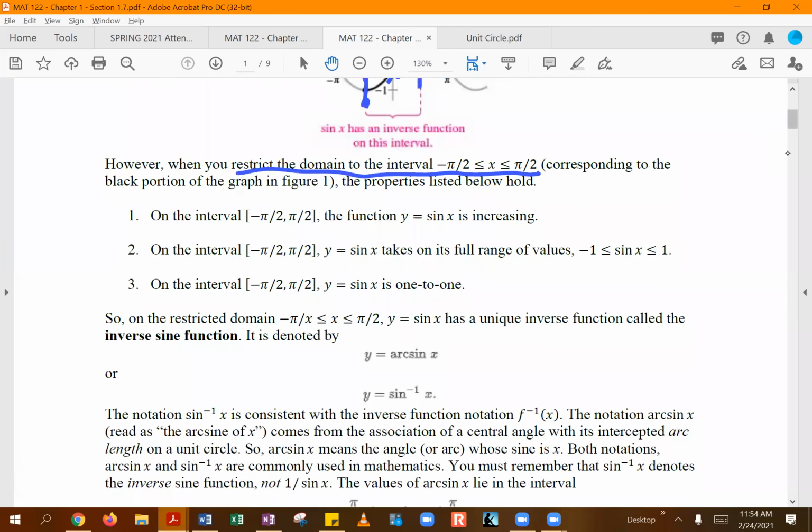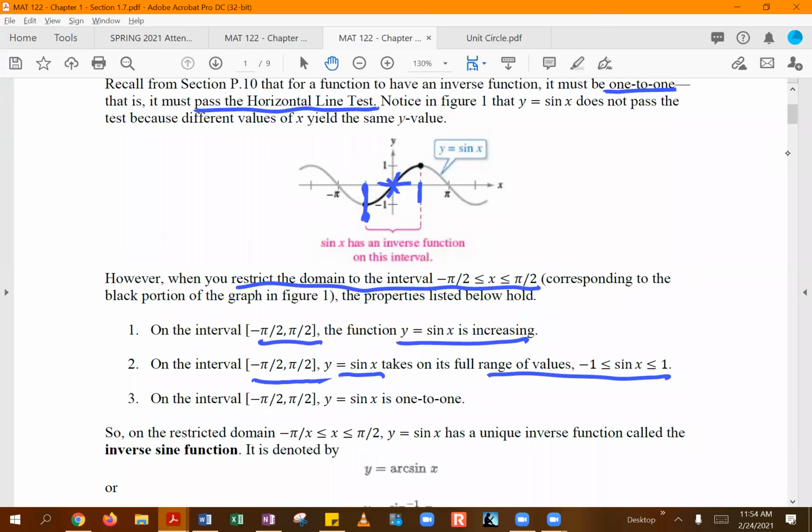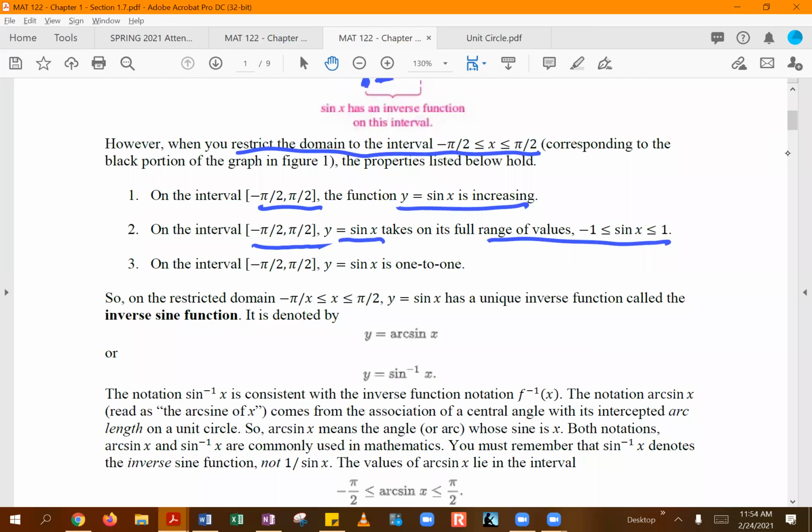So you will see we are saying for the interval negative pi halves to positive pi halves, of course, your sine function is increasing, so your values are going up. We are also saying on that same interval, your sine value takes on the range of going from -1 to +1, because you can see at negative pi halves, our y value will be -1. At positive pi halves, our y value will be +1. So we are using those two maximum and minimum values on our sine function.